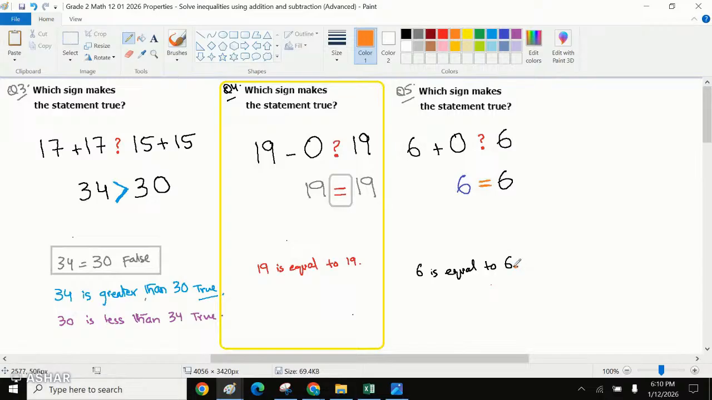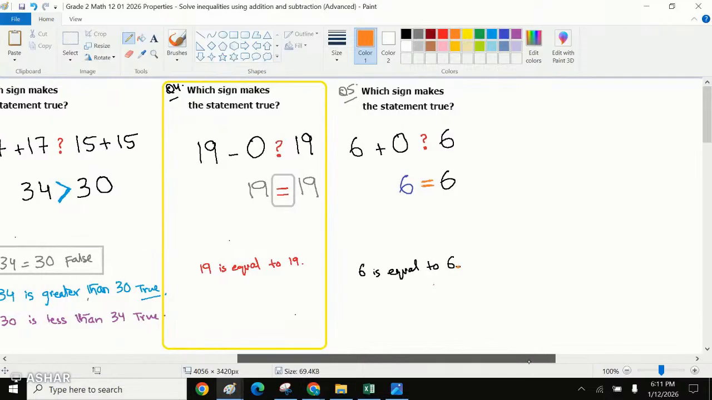Okay. Question number 5 is very similar to question number 4. But the only difference was in question number 4, they were subtracting 0. If you subtract 0 from any number, no change. If we add 0 to any number, no change. Okay. So we saw both the possibilities, that if we subtract 0 or we add 0, it will still stay the same.